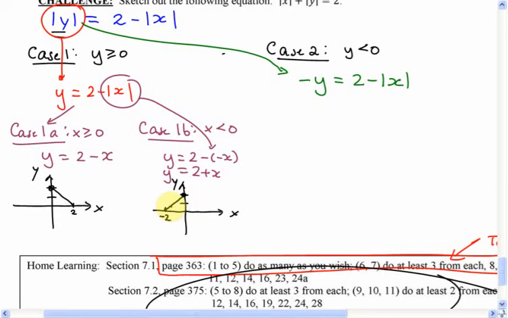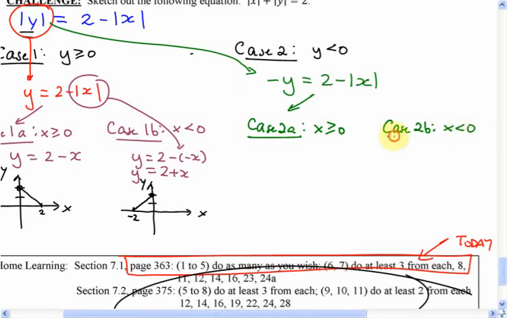And ladies and gentlemen, I want you to do the same thing now for case number 2. So once again, we have an absolute value. So I'm going to ask you to split this up into 2 separate cases. Let's just go ahead and do it. Case number 2A, where x is greater or equal to 0. And case number 2B, where x is less than 0.